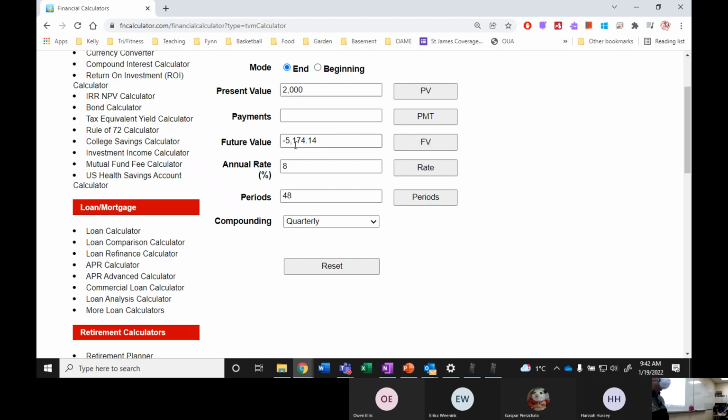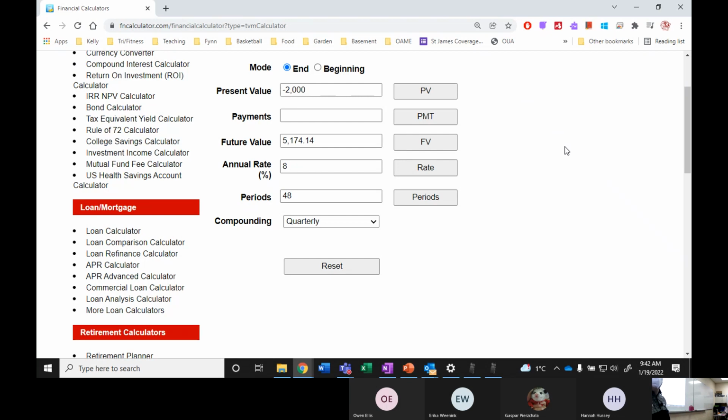It says negative because I don't have that money right now. I have my 2,000 that I invest, therefore it's future money, so it's negative 2,000. Why did ours not come out? Well, this is the logic within the software. If I pay $2,000, I put in $2,000, that'd be negative 2,000 out of my pocket. In the future, I get 5,000 money back to me, which would be positive.